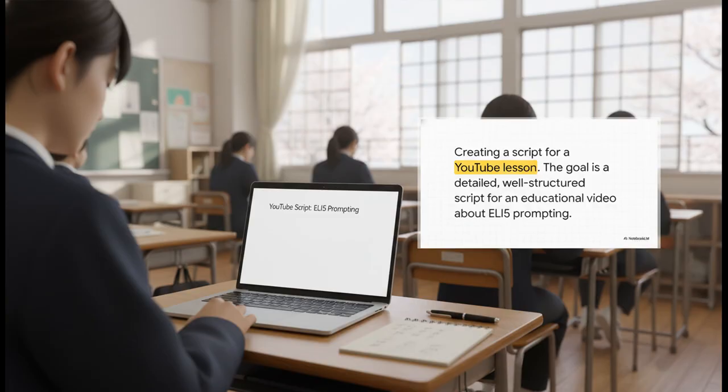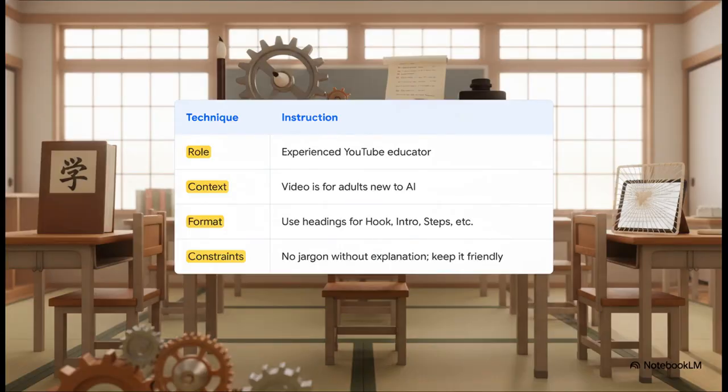So our first case is something I think a lot of us can relate to: scripting a video. The goal here is pretty straightforward. Create a detailed, well-structured script for an educational lesson. And this just shows the layering perfectly. See how we start with a role? That sets the tone. Then we add context, so the AI understands who we're talking to. We specify the exact format with headings to control the structure. And finally, we add some constraints to manage the language and style. Every single piece works together to produce a way better script.